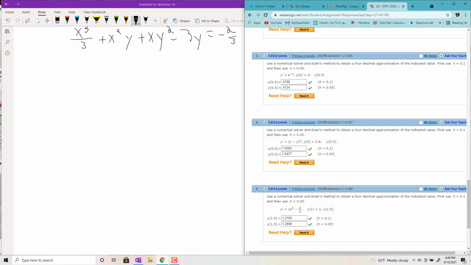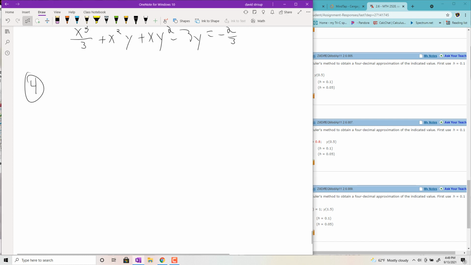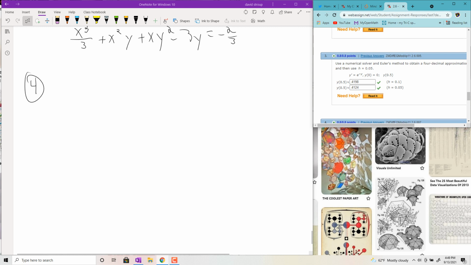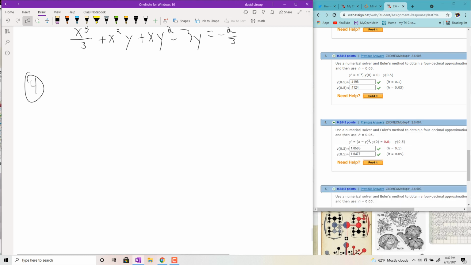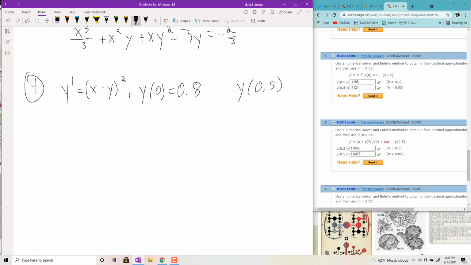So let's try number 4, so like y prime equals x minus y squared, y of 0 is 0.8, and I want you to figure out y of 0.5 using, and I'm not going to have you do something like 0.05, I'll probably just have you do h is 0.1. Okay. So h equals 0.1. So find y of 0.5.